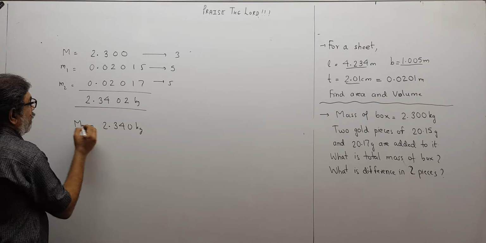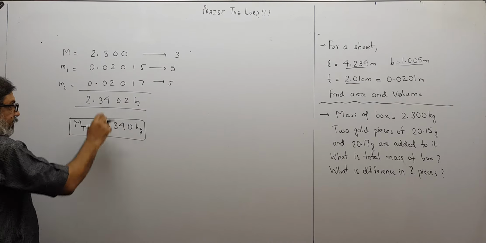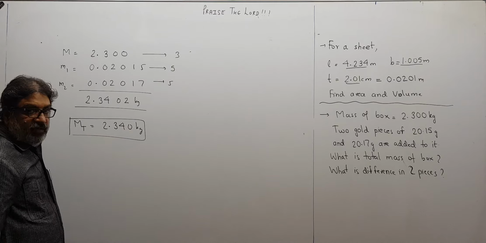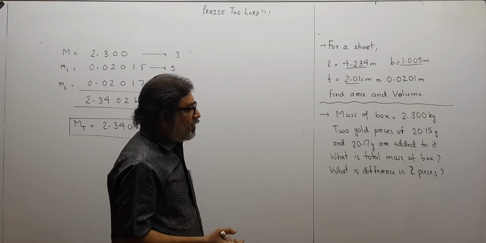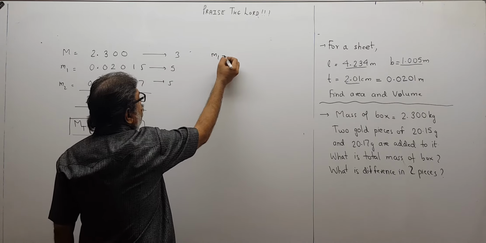This is the answer for total mass if your given value was 2.300. If it was given as 2.3, then you have to maintain only one decimal place, so this will be 2.3 kg. So please check what your textbook is saying. What is the difference in 2 pieces? Difference of mass in 2 pieces.